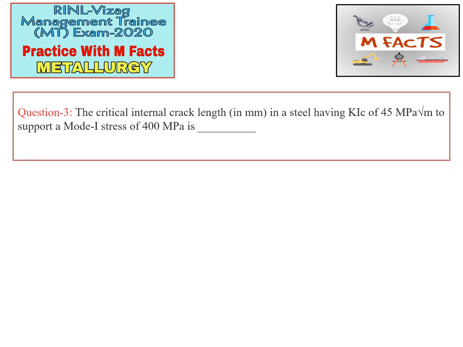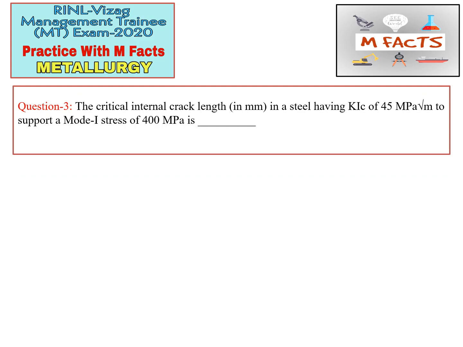So the question is, what is the critical internal crack length in a steel having KIC of 45 MPa root m, that is megapascal root meter, which is the unit of KIC, to support a stress of 400 MPa. So this is the value of stress we can identify. We have the value of KIC, 45 MPa multiplied by root m. This is the unit of KIC, and this stress value is also given. We can write this as sigma f, that is the stress at fracture.